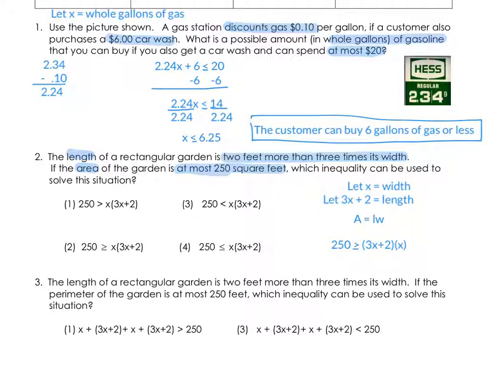3x plus 2 times the x, the length times the width. So which one looks like that? Well, 250 should be the one that's greater, so it looks like this one. And x times 3x plus 2, commutative property, is the same as 3x plus 2 times x because the order's just changed. So my answer here is choice 2.